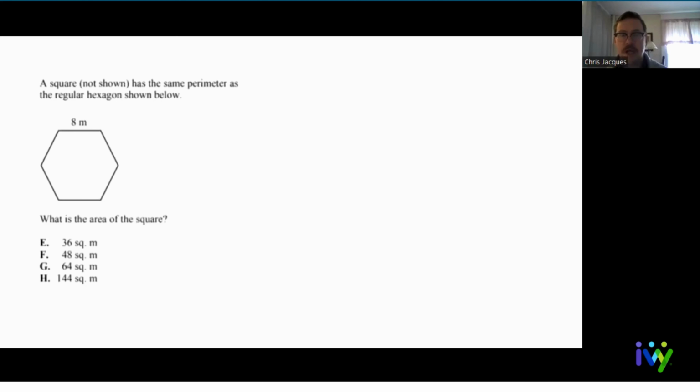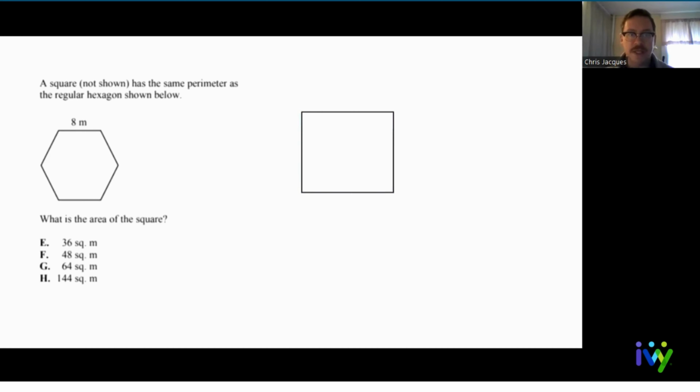All right. Next, we have an example of a geometry question where they tell us about a shape that is not shown. Now, if you think back to what I said before, whenever they ask you about something that is not shown, we want to draw it. All right, so now they tell us that it is a square. So I'm going to draw myself a square.